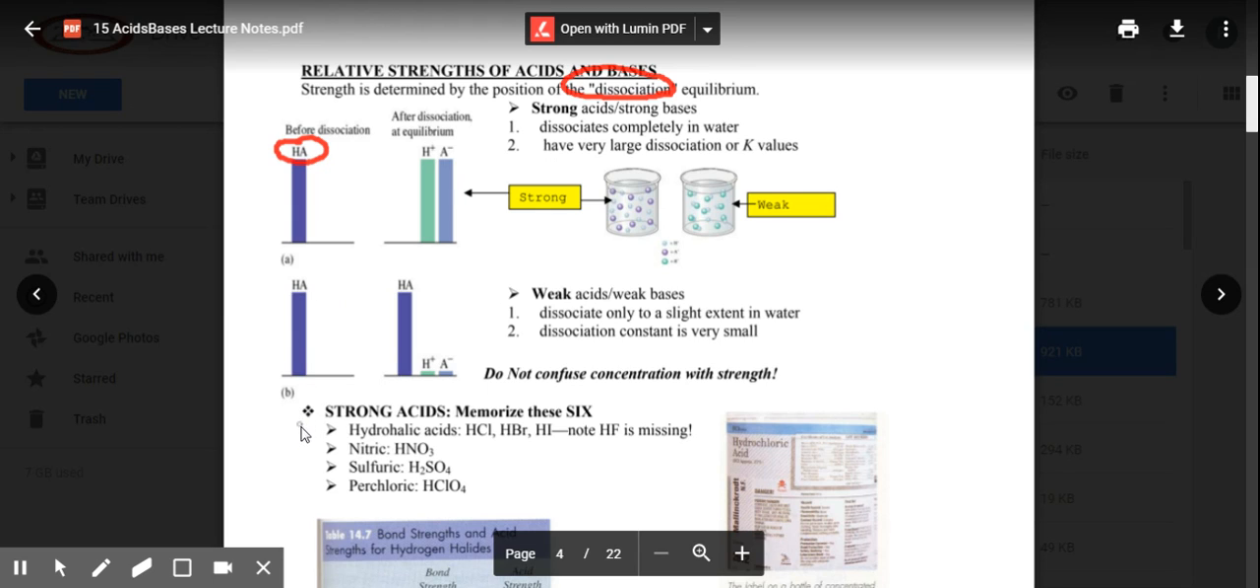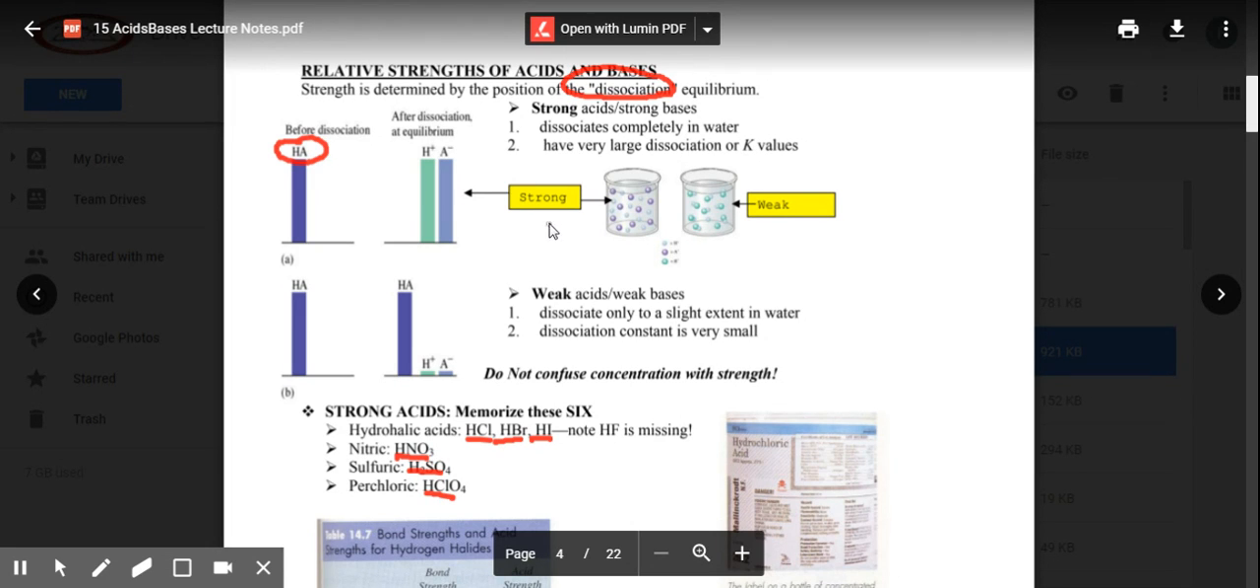Now, there are 6 strong acids that you must memorize, and we have talked about this before, so this should be a review. HCl, which is hydrochloric acid, HBr, hydrobromic acid, HI, which is hydroiodic acid. Those are 3 of the 6. There's 3 more: nitric acid, HNO3, sulfuric acid, which is H2SO4, and perchloric acid, which is HClO4. These are the 6 strong acids that you must memorize, okay?